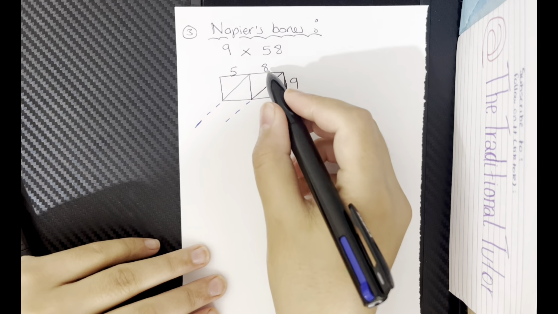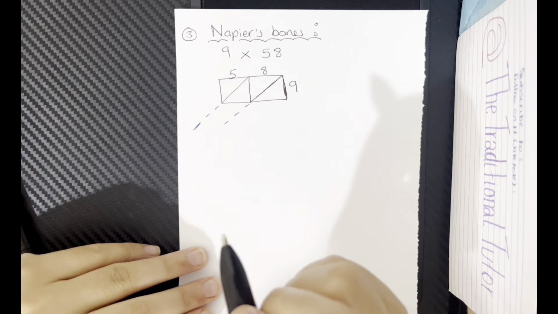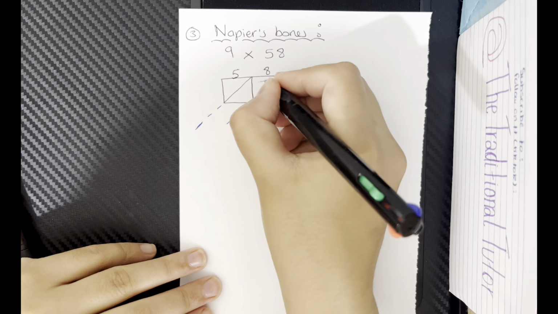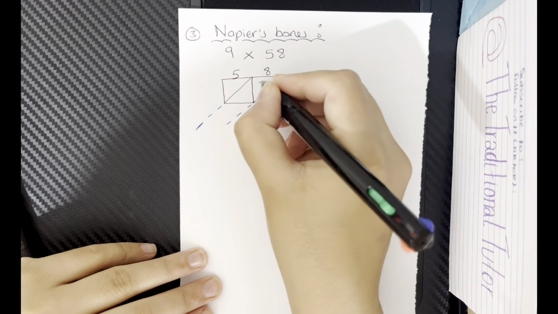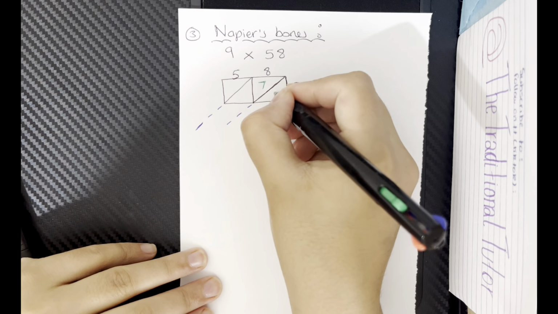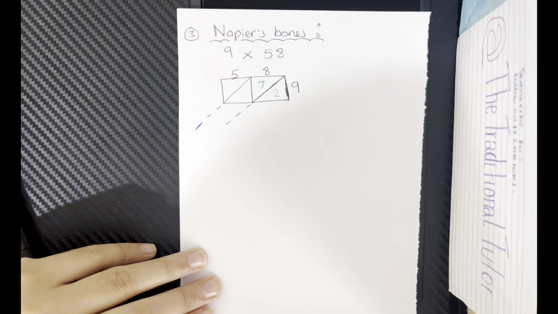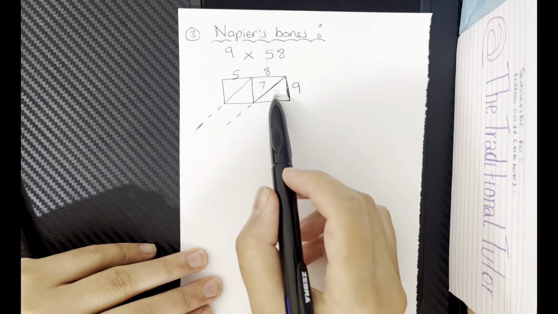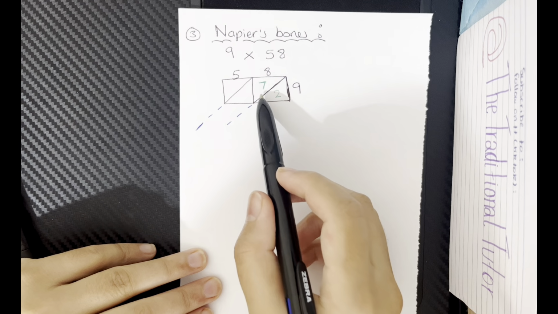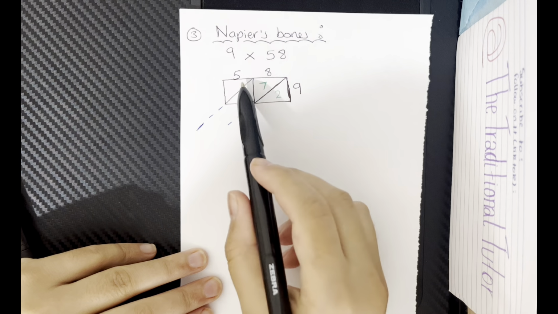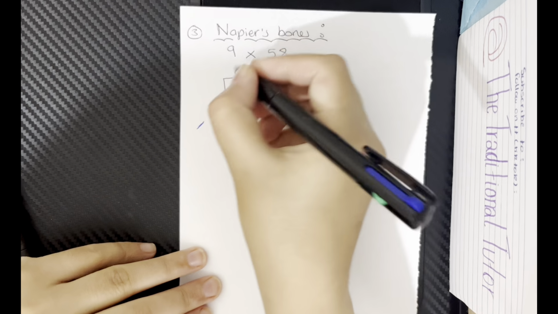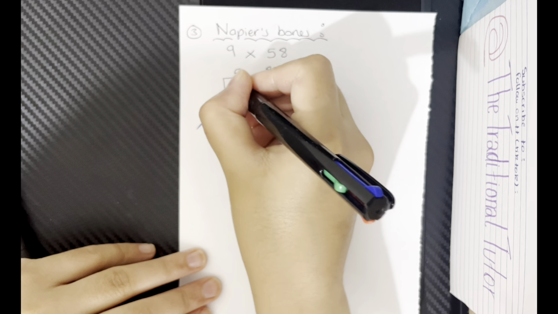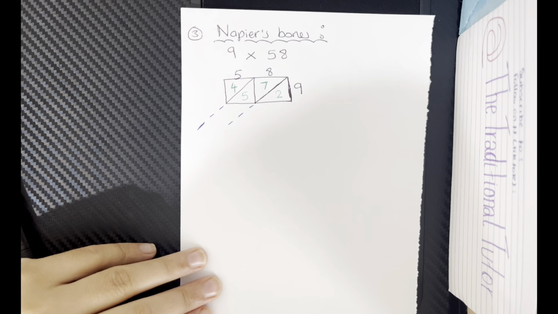So I've got 9 times by 8 first of all. 9 times by 8 we know is 72. So I'm going to place my 7 in here, in my tens, and the 2, the units, down here. That's why we've got our diagonals, in order to split our answers up into their respective place values. Then I've got my 9 times by 5, which gives me 45. So I'm going to place the 4 there and the 5 at the bottom there, again for the same reason.